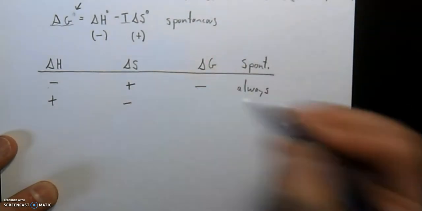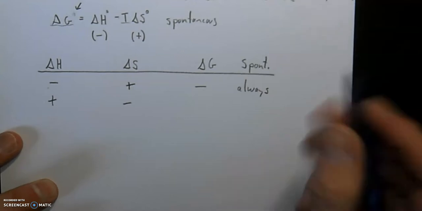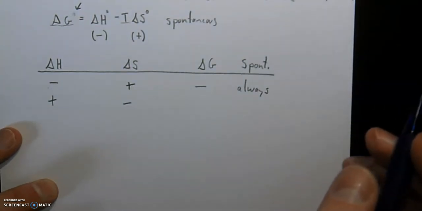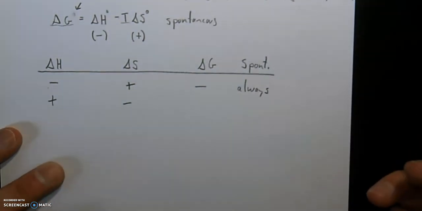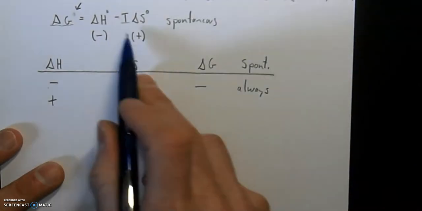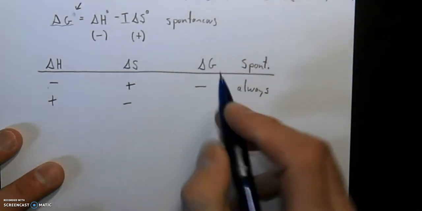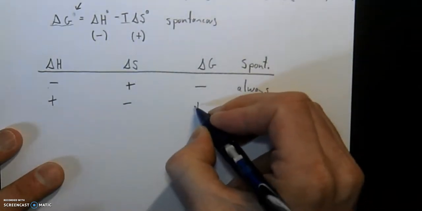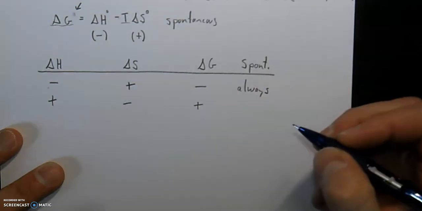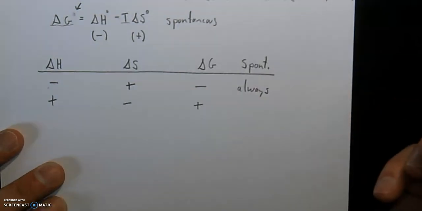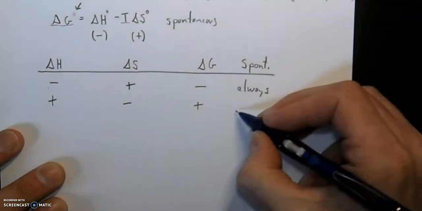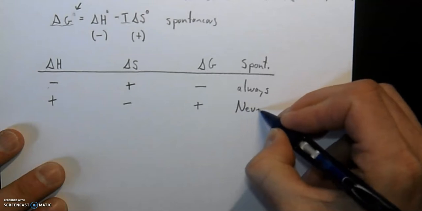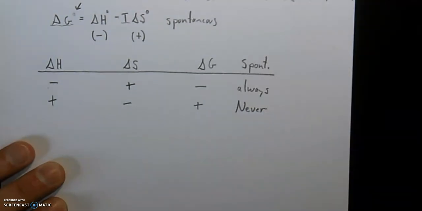Delta S is negative. So that is going to be something that's not spontaneous as well. And if we put these into our little equation up here at the top, that is going to give us a positive value every single time. So when is this potentially going to be spontaneous? Never. It will never be spontaneous under these conditions.